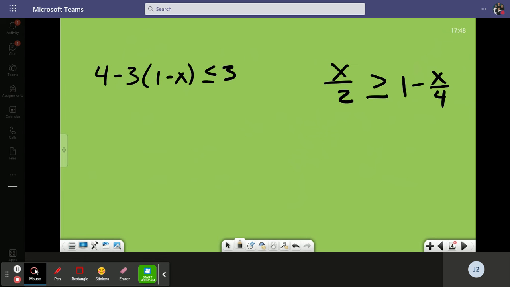Let's try these two. A little bit more difficulty level. Don't forget about your common denominator on the second one there.